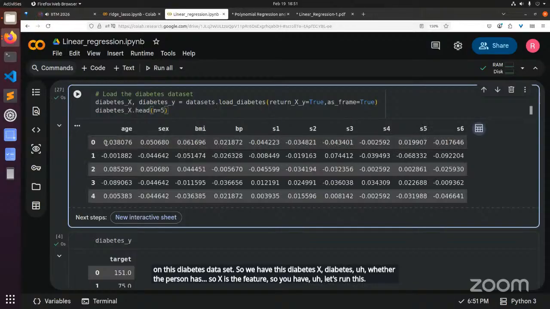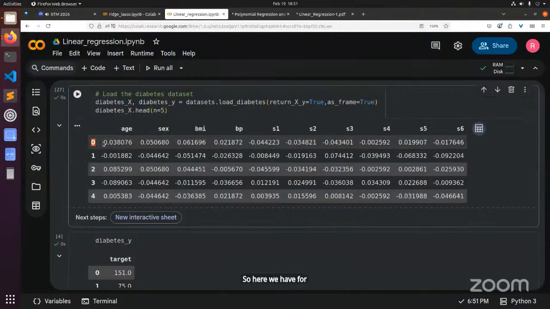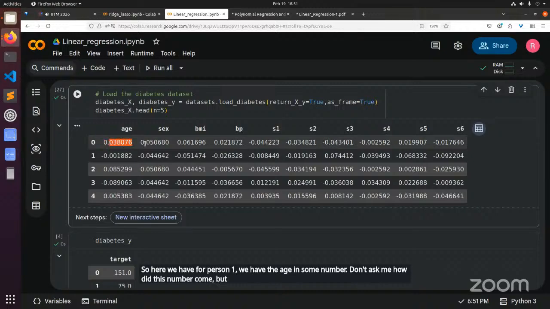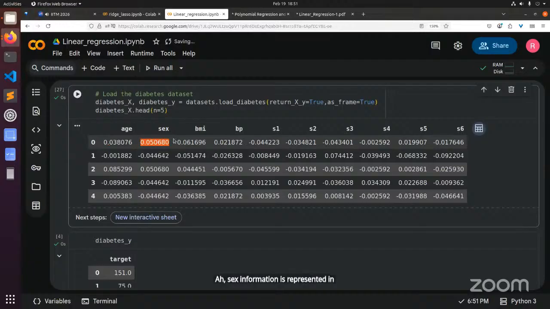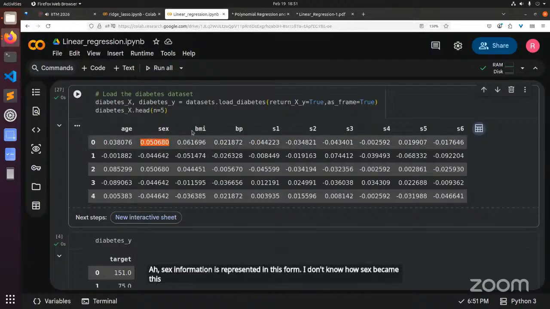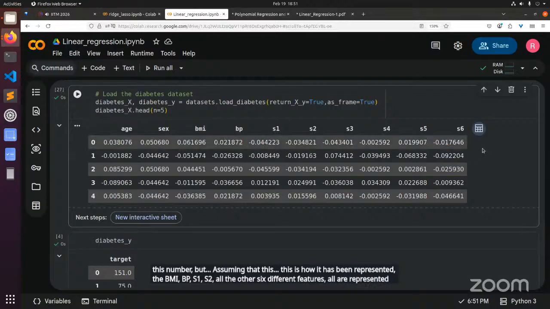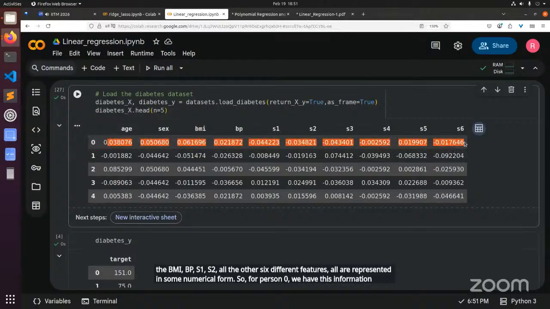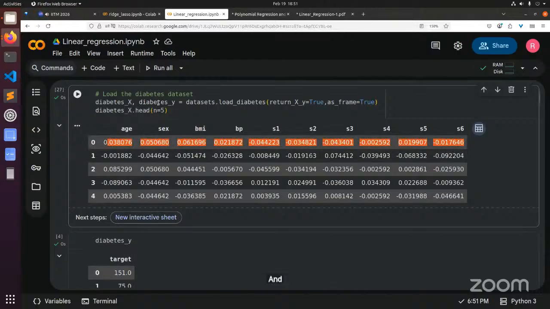So here for person 1, we have the age in some number. Don't ask me how this number came, but the age is represented in this form. Sex information is represented in this form. I don't know how sex became this number, but assuming that this is how it has been represented, the BMI, BP, S1, S2, all the other 6 different features are represented in some numerical form. So for person 0, we have this information and its corresponding value of diabetes.